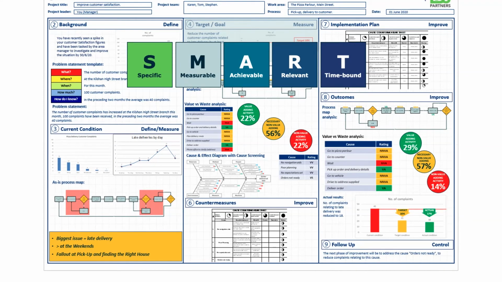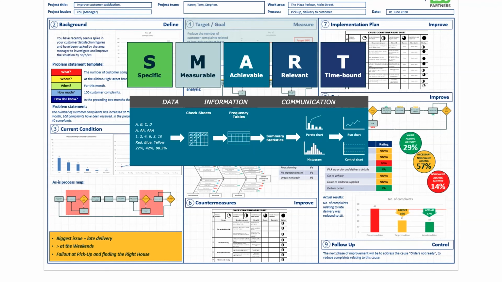And the last element of that is it should be time bound. It should set out for the team how much time they're actually going to be given to execute or complete their A3. And also in that, we can discuss and highlight how much time is required for the team to make the A3 a success.